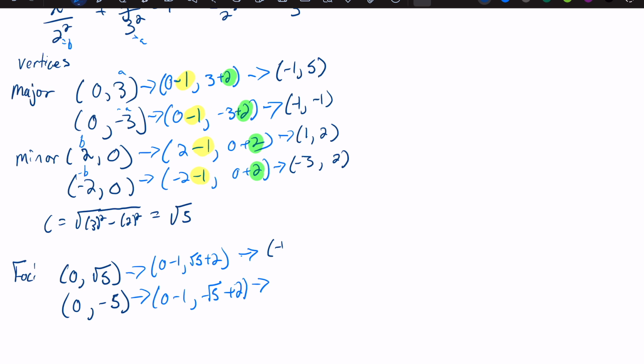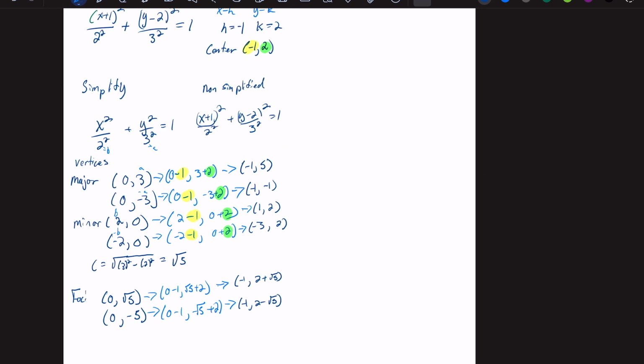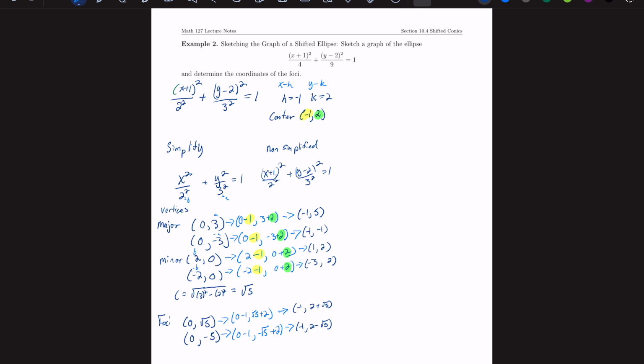We have negative 1, and just to write this a little cleaner, we're going to write the 2 first plus square root 5, and then here we'll have minus 1, and then we'll have 2 minus the square root of 5. All right, so the last thing that we need to do is roughly sketch this. You can sketch this one first if you'd like and then just move everything over, or now that we have the new points for the non-simplified version, we can just sketch that.